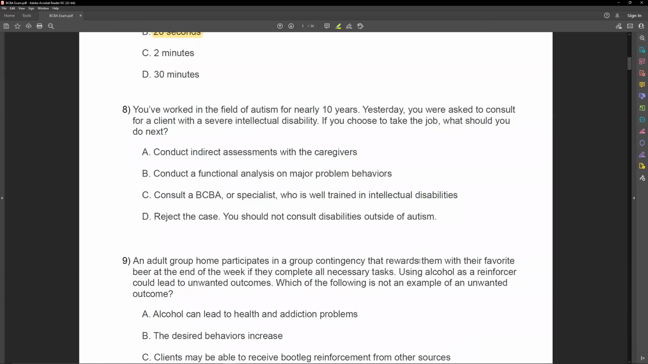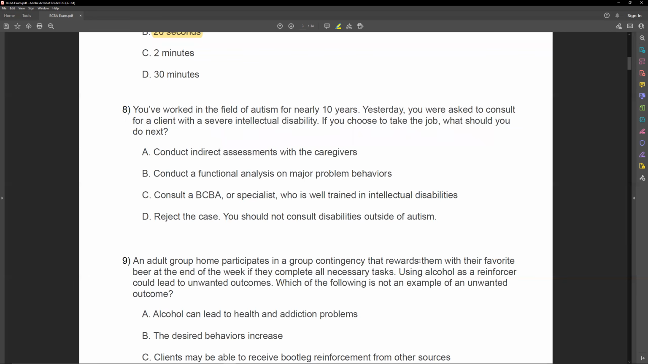8. You've worked in the field of autism for nearly 10 years. Yesterday, you were asked to consult for a client with a severe intellectual disability. If you choose to take the job, what should you do next? So remember, although the majority of behavior analysts work with people with autism, behavior analytics is not just for people with autism, okay? It's for everything.